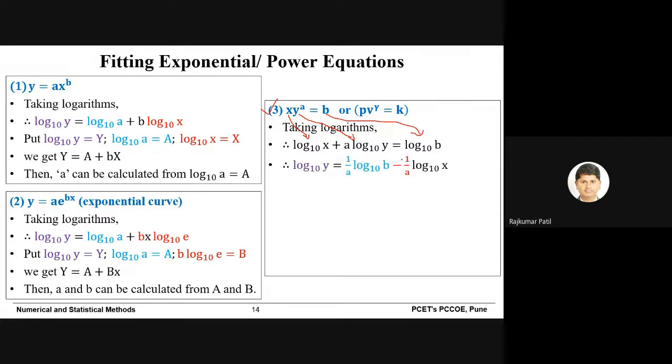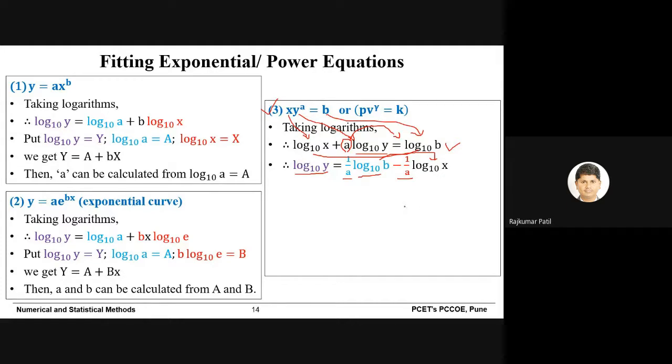Then in that equation we will rewrite the equation. So we will take log to the base 10 y on one side and the remaining terms on the other side. Log to the base 10 y has a multiplication factor of a, so when it goes to the other side it will become 1 by a. And then you can see log to the base 10 b, again minus 1 upon a, log to the base 10 x. So we simply rearrange the terms.